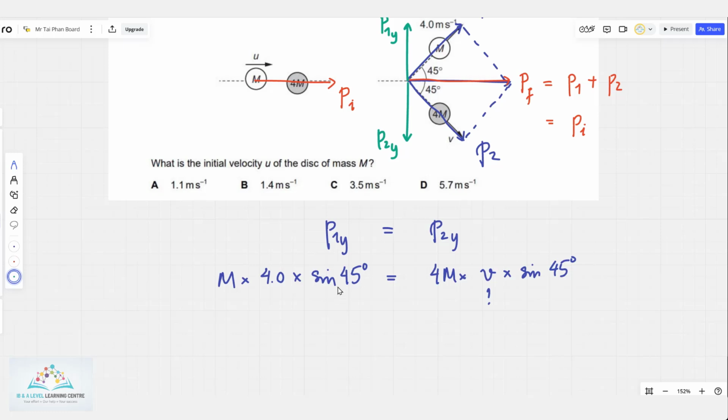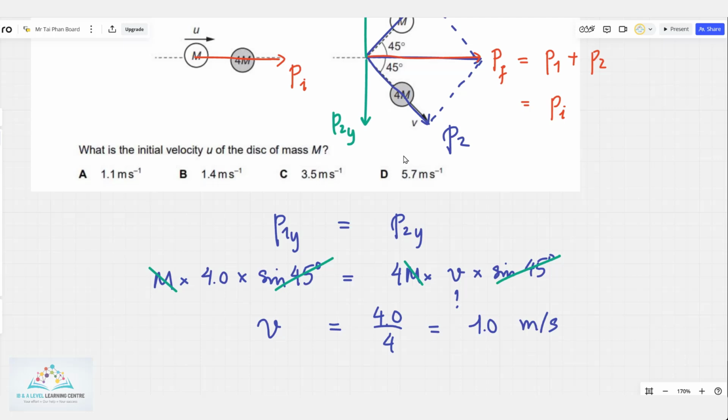So we can easily see that the sine of 45 degrees cancels out on both sides. The mass m can be simplified on both sides of the equation. So we can easily find out that v, the velocity of the second object, 4m here, is 4 here, the velocity of the first disk, divided by the number 4 here, and therefore the answer is 1 meter per second, which is not any of the options.